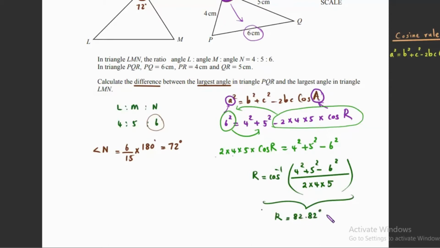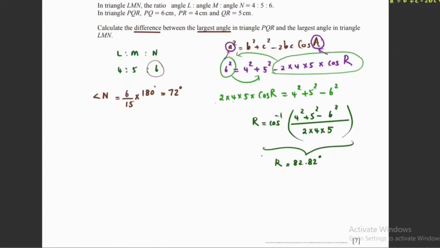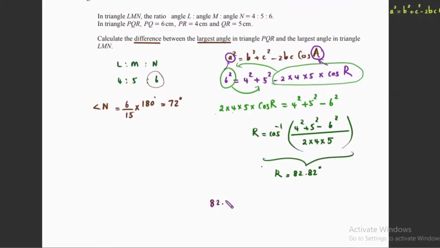So in this case, the value of R is 82.82 degrees. The question is asking us to calculate the difference between the two largest angles, the angle in both the triangles. So I need to find the difference between these two. From 82.82, I need to subtract 72, which is equal to 10.82 degrees. This is the difference between the two angles. Let's move on to the next question.